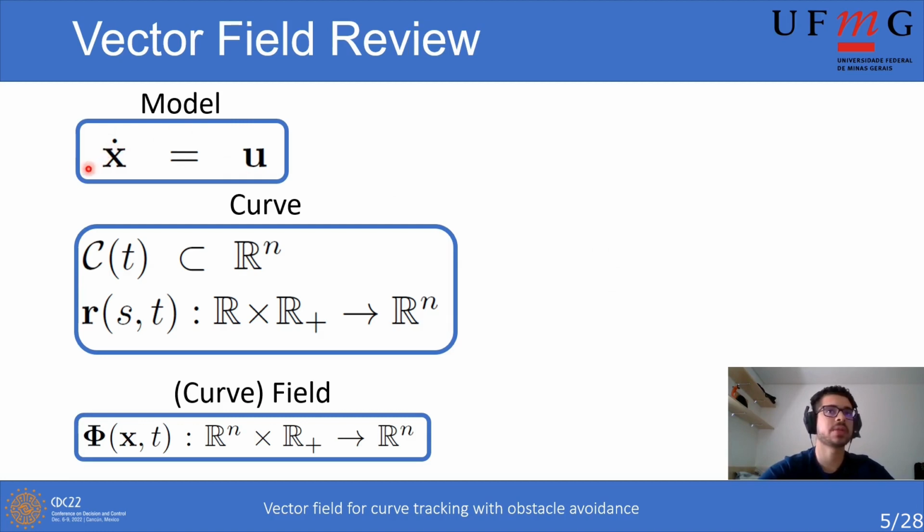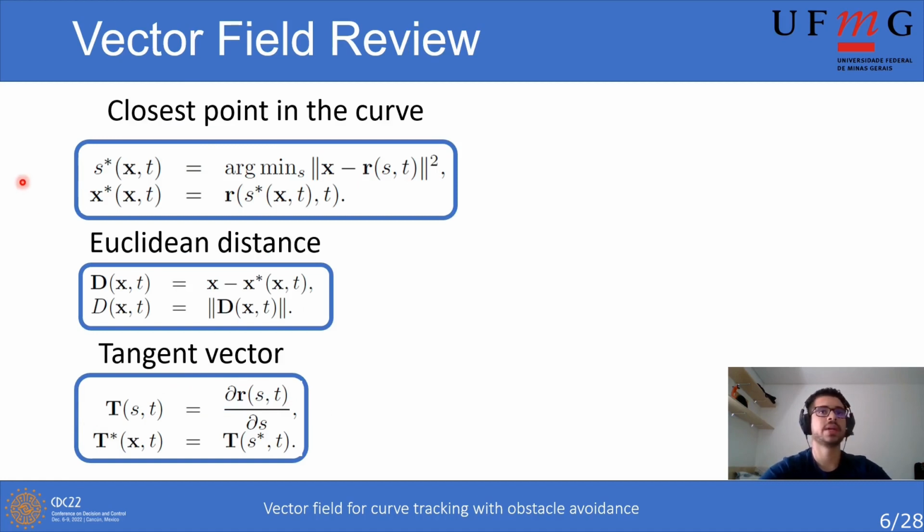make the system trajectories converge to and follow a given time-varying curve that has this parametric representation. So to achieve our goal, we propose a time-varying vector field, let me call it the curve field. The method to find it relies on the point in the curve that is closest to the system. And from there, we find the Euclidean distance vector that will make the robot converge to the curve and the tangent vector that will make the robot follow the curve.